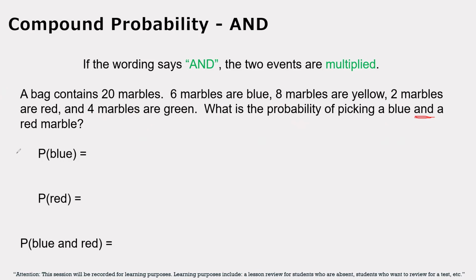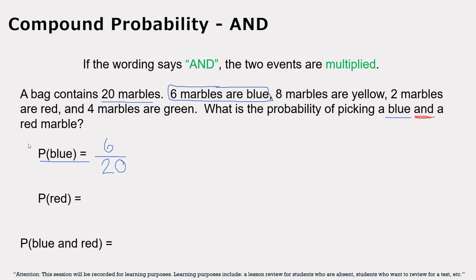So first, let's just find what the probability is of us getting a blue marble. Well, if I go back and read through this, I see that 6 of the marbles in the bag are blue. That's our numerator. And then the denominator is the total. Well, the bag contained a total of 20 marbles. That is our blue probability.